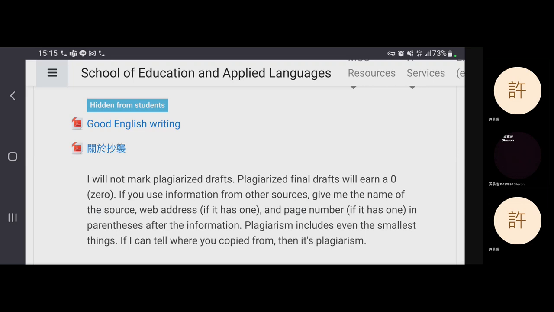So if you steal someone's ideas and you pretend that those ideas are your own, it's the same as stealing someone else's essay. And if you steal someone else's essay, you're basically stealing their grade. And if you steal their grade, you're basically stealing your degree. And if you steal the degree and you use that degree to get a job, you are stealing a job. So don't steal other people's ideas or language.